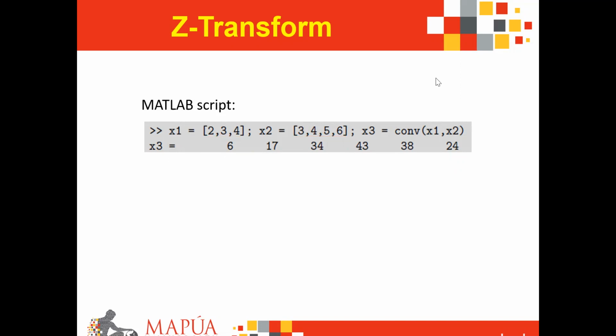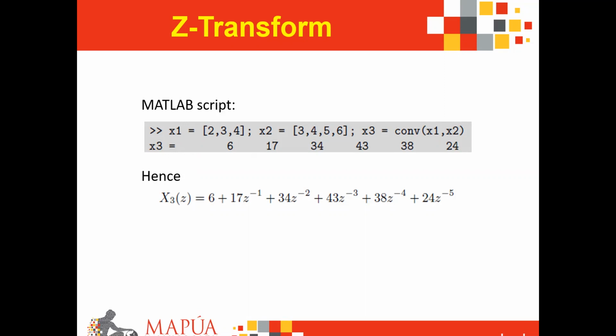Okay? So this is the answer that came out: 6, 17, 34, 43, 38. How do we interpret that? 6 is the value for n at 0. 17 is the value at n equal to 1, and so on and so forth. So this is the convolution, referred to as x3 in our system. Did you get it? That's how easy it is to do convolution.